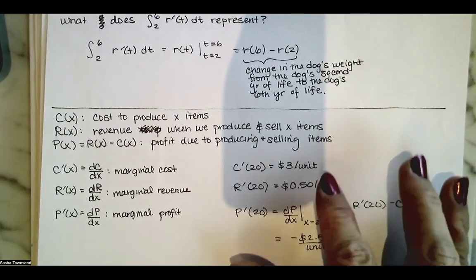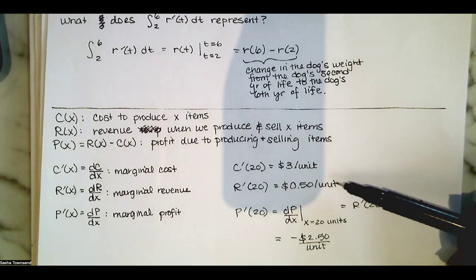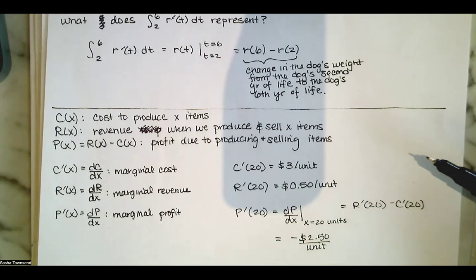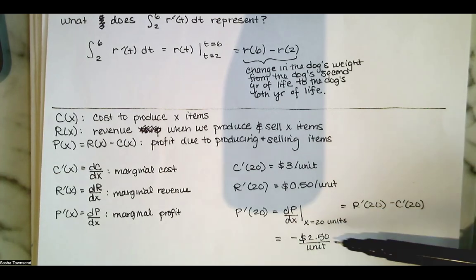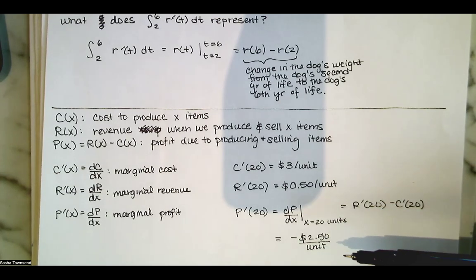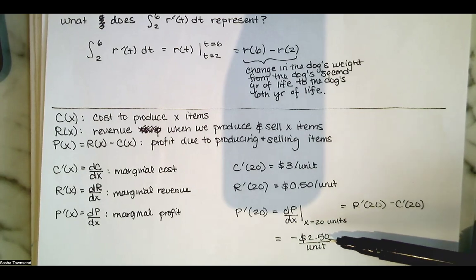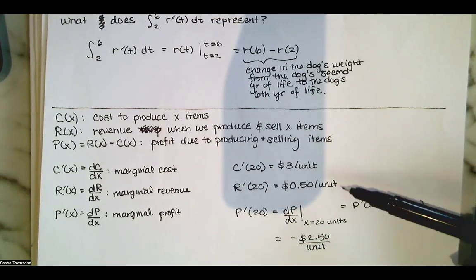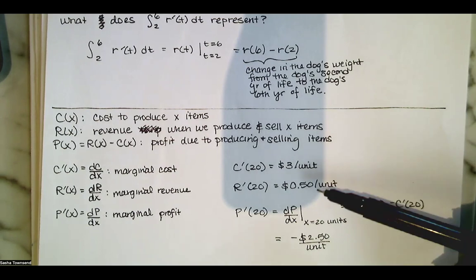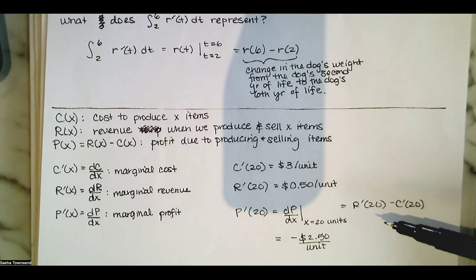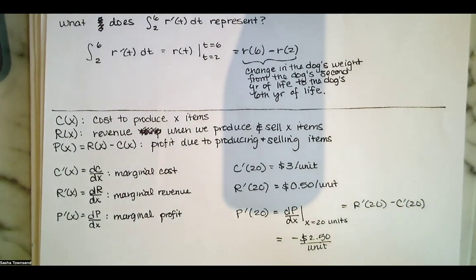So if these numbers were actually facts for some particular business model, if our P prime is negative, we might think that that's a problem. This says, as we go from selling 20 units to selling 21 units, we're actually losing $2.50 per unit. So this is not good when R prime and C prime have a difference that's negative like that.